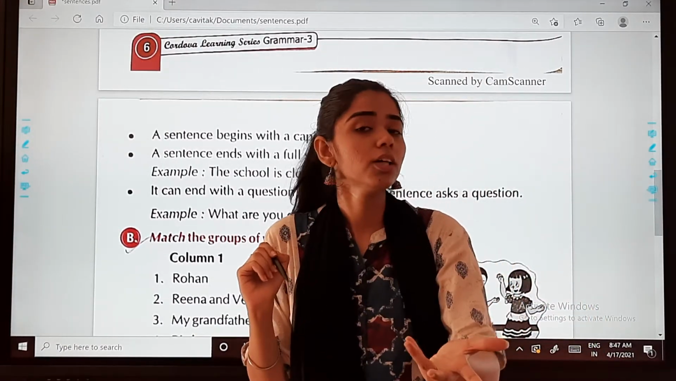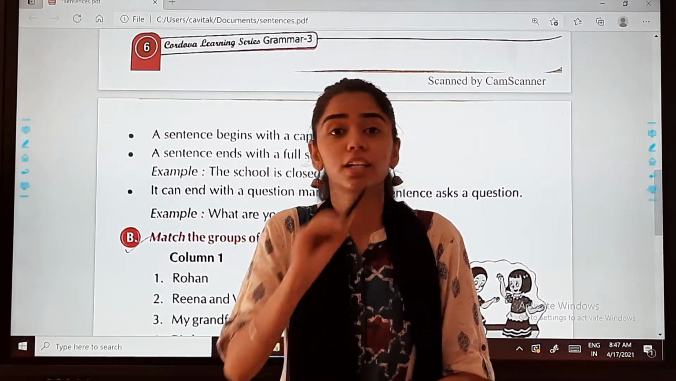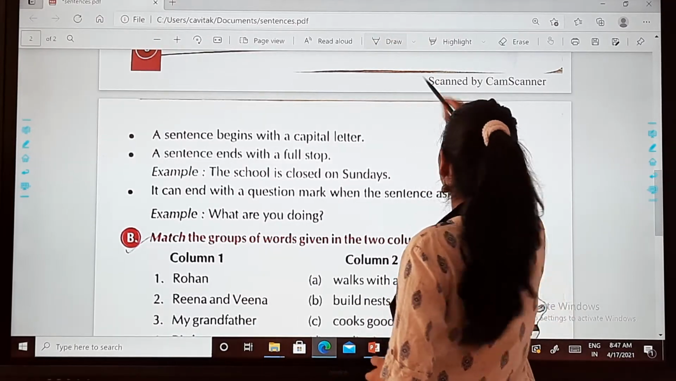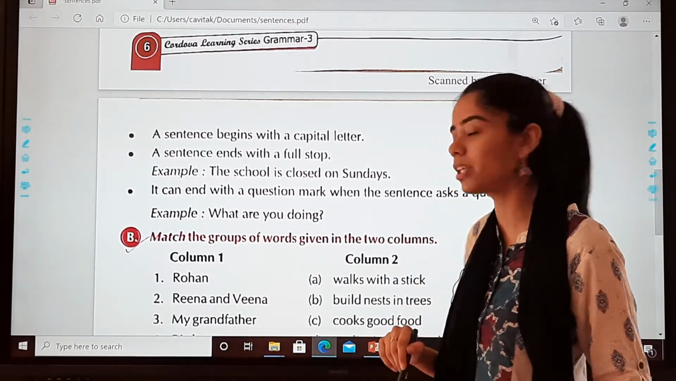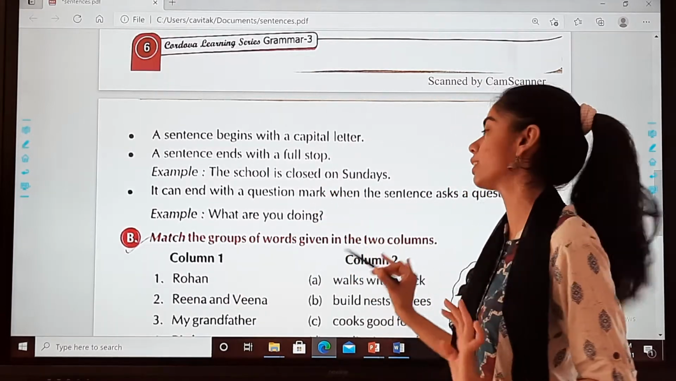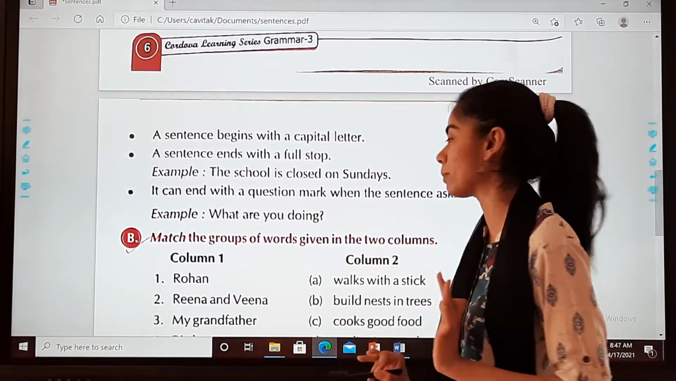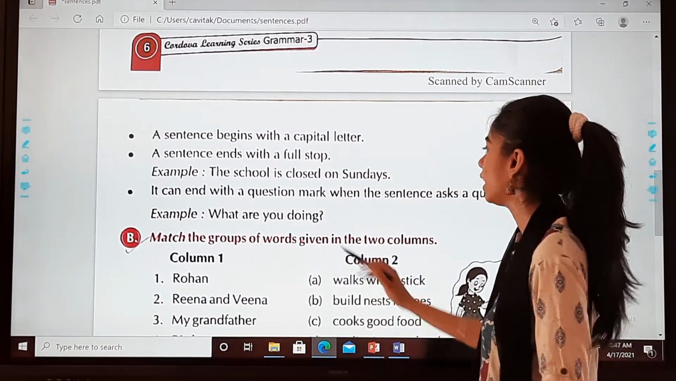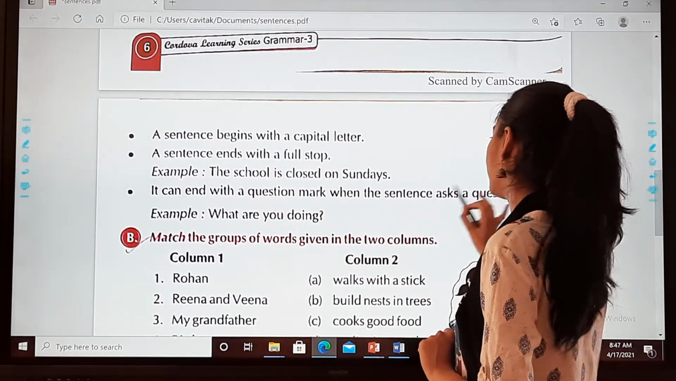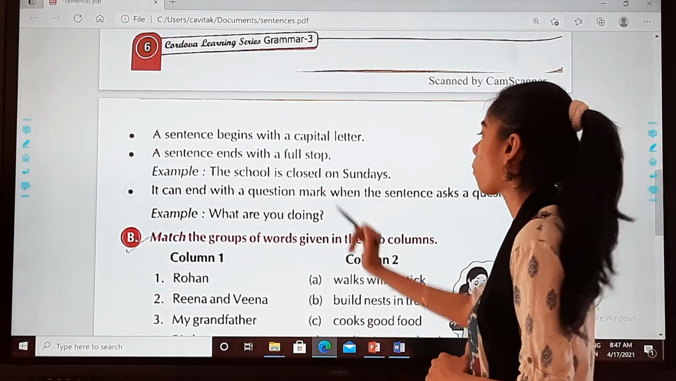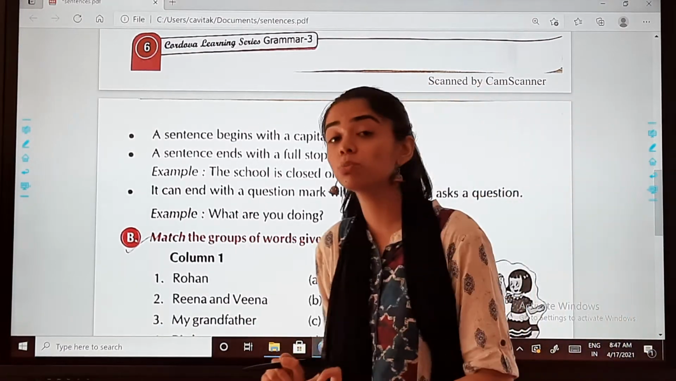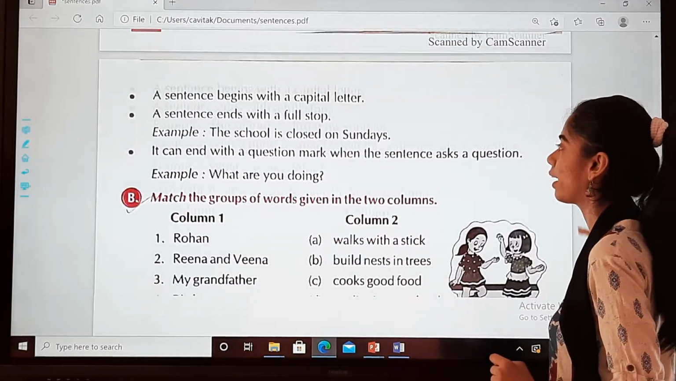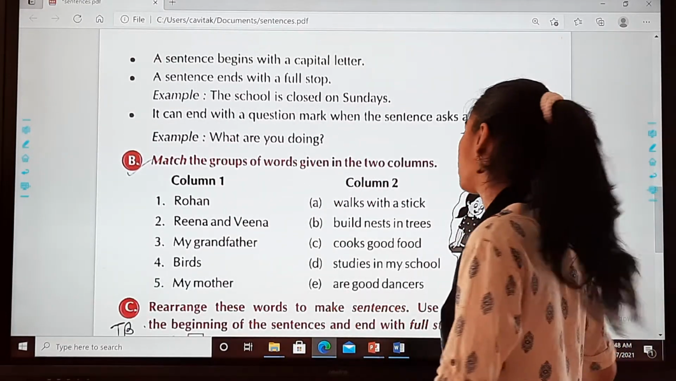Now, of course there are exceptions. If it is a question, then you will put a question mark. If it is like a surprising thing, then what we will put? We will put exclamation. So generally we say that the sentence ends with a full stop. Example, the school is closed on Sundays. It can end with a question mark when the sentence asks a question. What are you doing? So अगर question पूछा होगा तो question mark से end होगा. And if it is a complete sentence and there is no question, we will put a full stop.